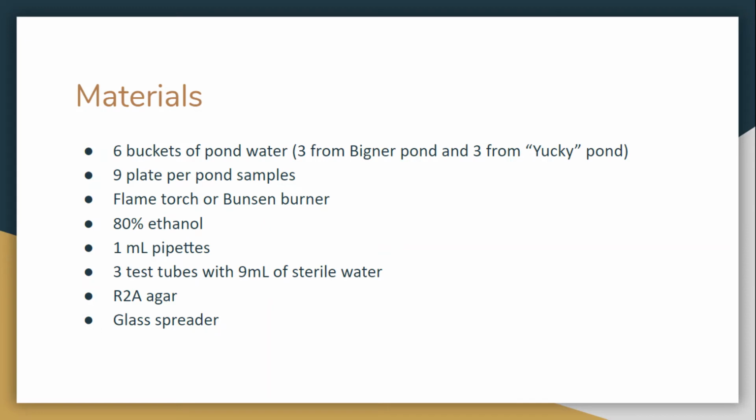The materials used for this procedure were 6 buckets of pond water, 3 from Bigner Pond and 3 from Yucky Pond, 9 agar plate samples, a flame torch, 80% ethanol, 1 ml pipettes, 3 test tubes with 9 ml of sterile water, R2A agar, and a glass spreader.